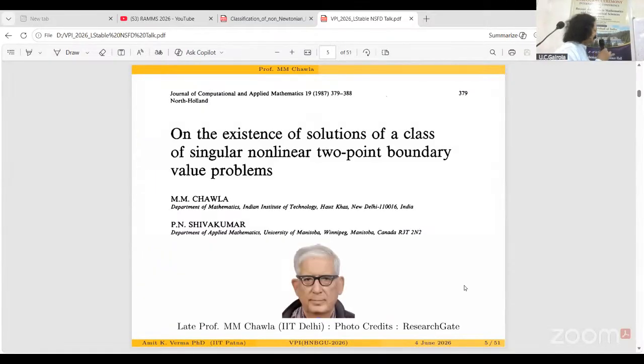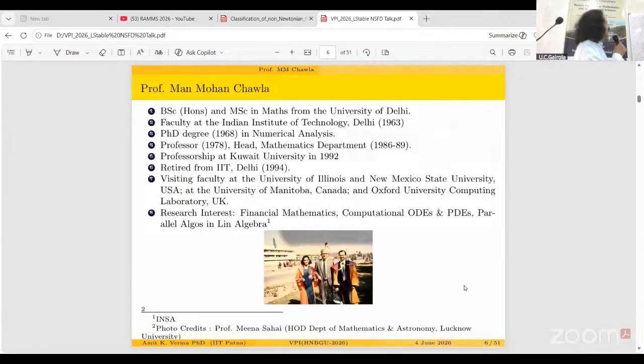So basically, I start by mentioning a few lines about Professor Aman Chawla. This is the paper which I read during my PhD, and later when I started working on adjustable methods, I saw some papers written by Professor Chawla in this area too. He's no more, but I have some very interesting biography. He did his BSc from the University of Delhi, and then he became faculty first. Then he completed his PhD later. He joined IIT in 1963 and did his PhD degree later. And he was at Kuwait, where he was also head.